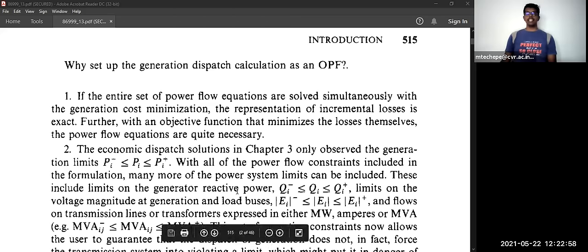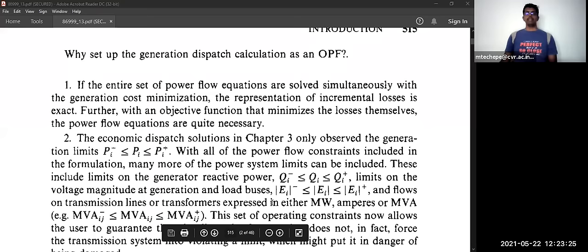That includes the generated reactive power limits, that is Qi minus less than or equal to Qi less than or equal to Qi plus. This is also there. Real power limits are also there, that is Pi minus less than or equal to Pi less than or equal to Pi plus. So reactive power limits are now added. And also limits on voltage magnitude at the generation and load buses, that is Ei minus less than or equal to the modulus of Ei less than or equal to Ei plus. We have taken the modulus so that the limit will be positive. Even if the minus symbol is there, putting the modulus makes it plus. So that limit is also there.